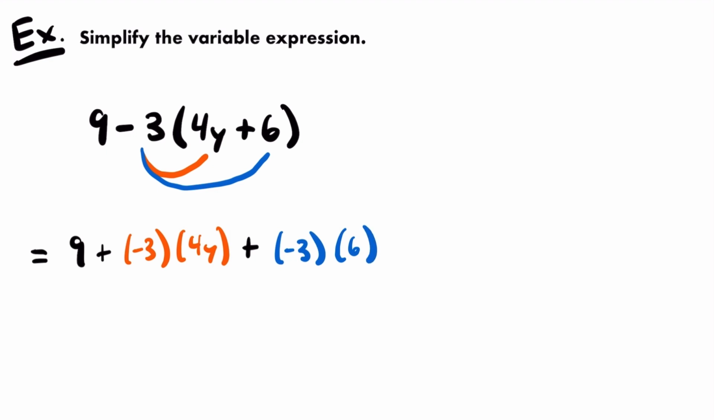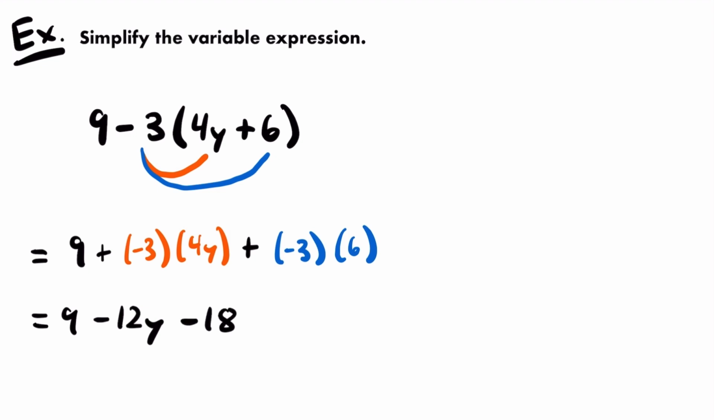Okay, now simplifying further, we still have 9. But then negative 3 times 4y, you want to multiply negative 3 by the coefficient of 4. So negative 3 times 4 is negative 12. And then you want to keep that variable part of y. So we have minus 12y. And then we have plus negative 3 times 6, which is negative 18. So we have minus 18.